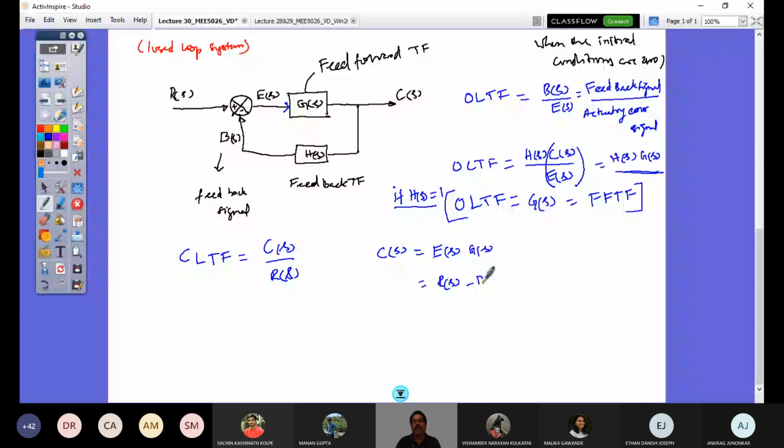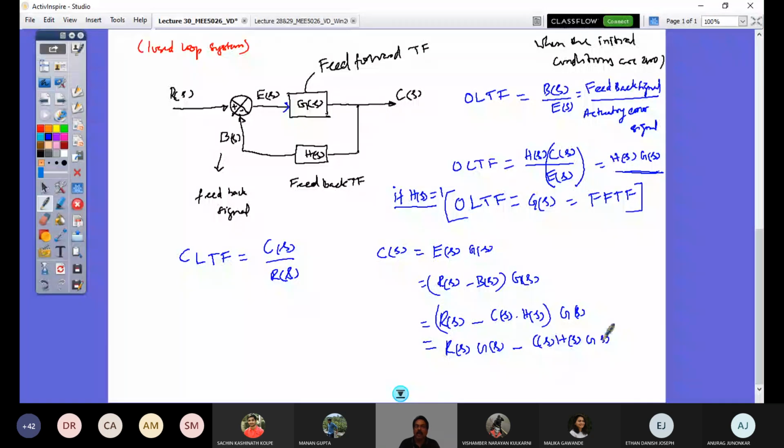Right. So now what is B of S? From here, it is C of S into H of S. So now again R of S minus B of S is R of S minus C of S into H of S, and this within bracket, and I have this G of S out. Now I just take this G of S inside, so let me multiply: R of S into G of S minus C of S, H of S into G of S.